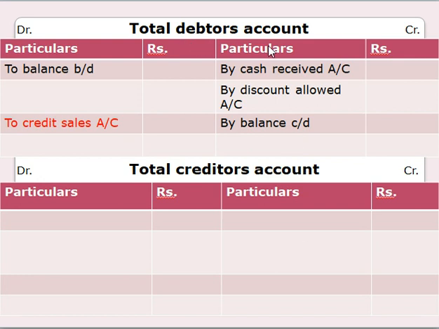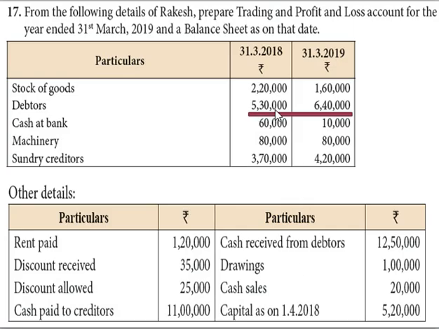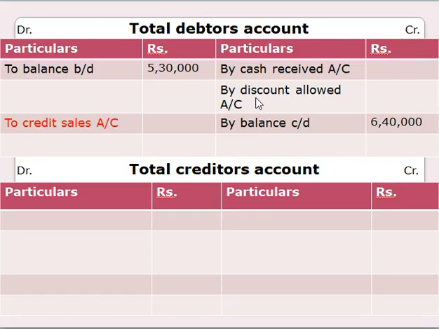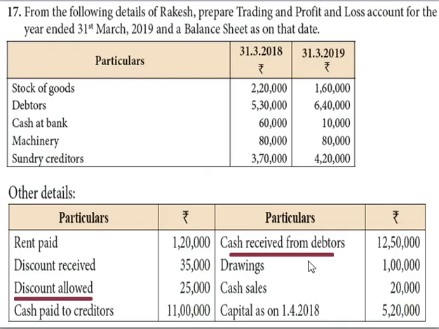This is the format for our total debtors account. Opening debtors is 5,30,000 and the closing debtors is 6,40,000. Now we want the amount for cash received and discount allowed. The amount for cash received from debtors is 12,50,000 and the amount for discount allowed is 25,000.